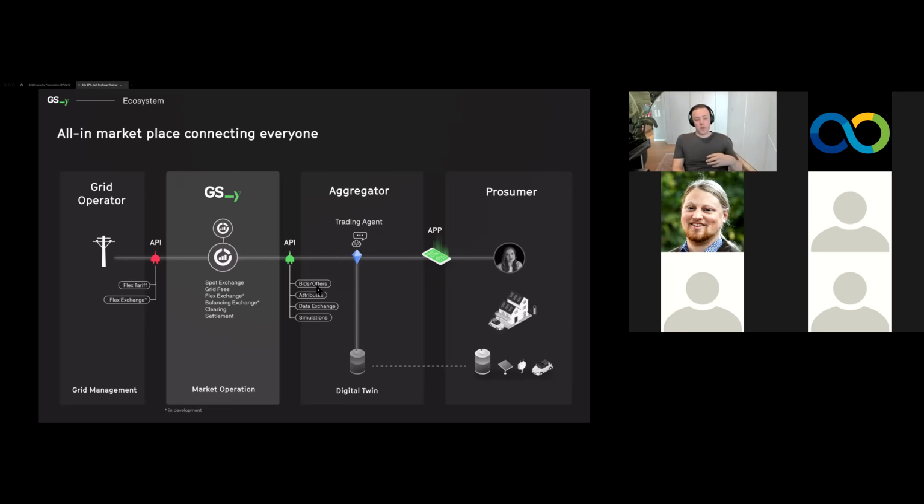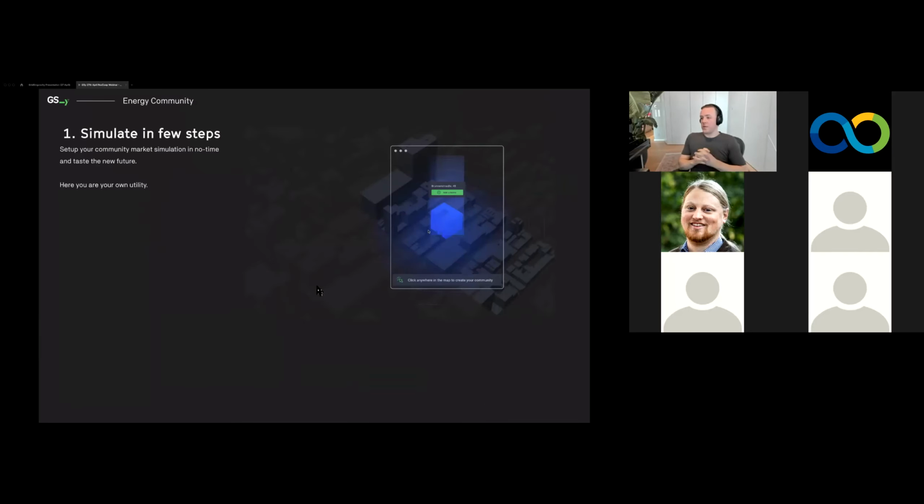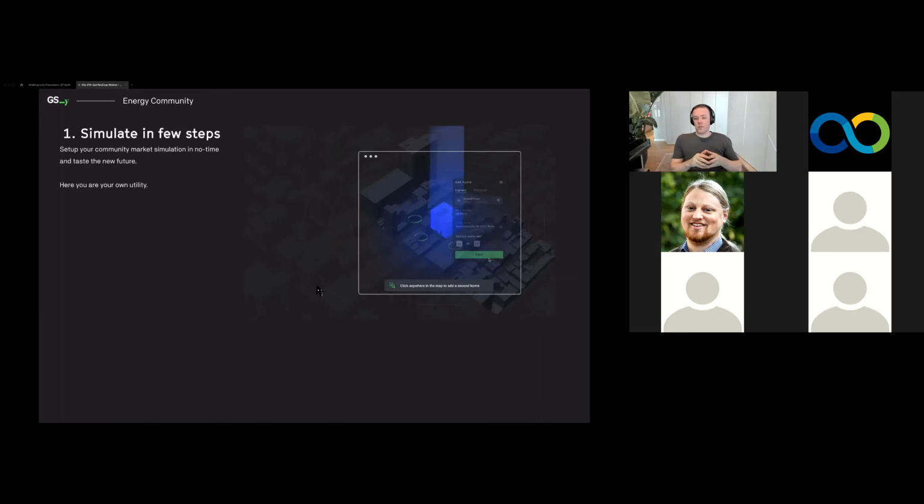So let's go a bit deeper on each different group here. The first and most important group here is the communities. We have created a new tool for communities that we are slowly rolling out now by invitation. We don't want to open it too fast because it's just freshly released right now. It's a simulation environment, which Fatma will present.